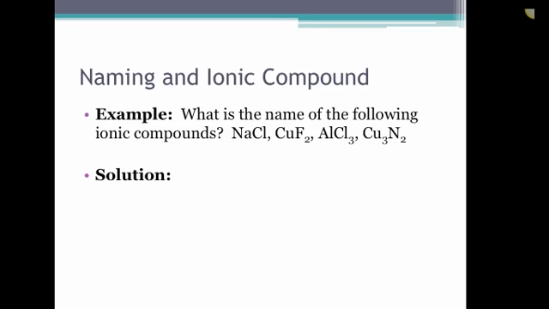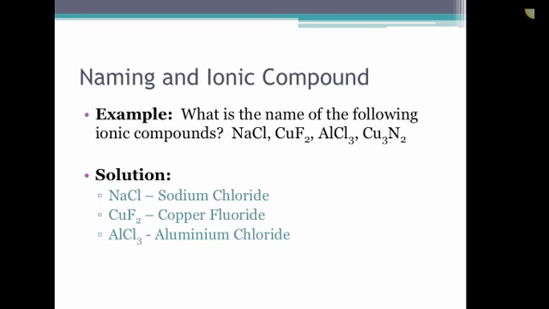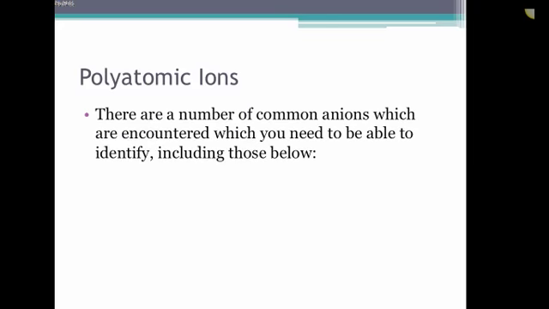So perhaps what we could do is best give you some examples for this. So what is the name of the following ionic compounds? Well, you can see they're all written with the metal first. So for the first one we've got NaCl, sodium chloride, and of course the name chlorine is changed to "ide" because it's the non-metal. There it is. The next one is copper fluoride. The next one is aluminium chloride, copper nitride. So there you go.